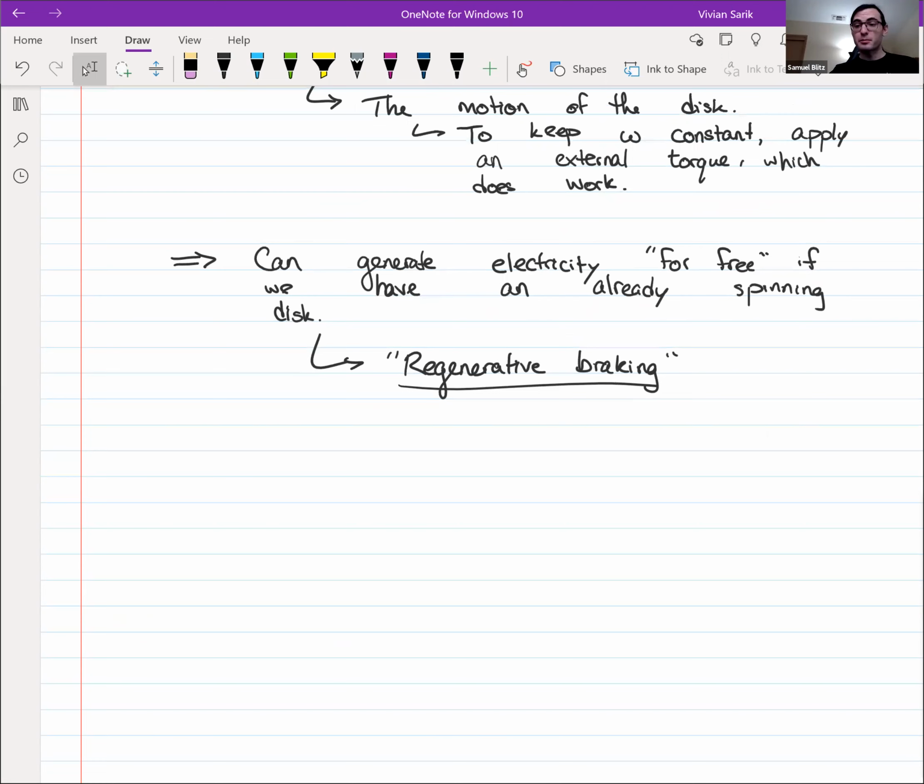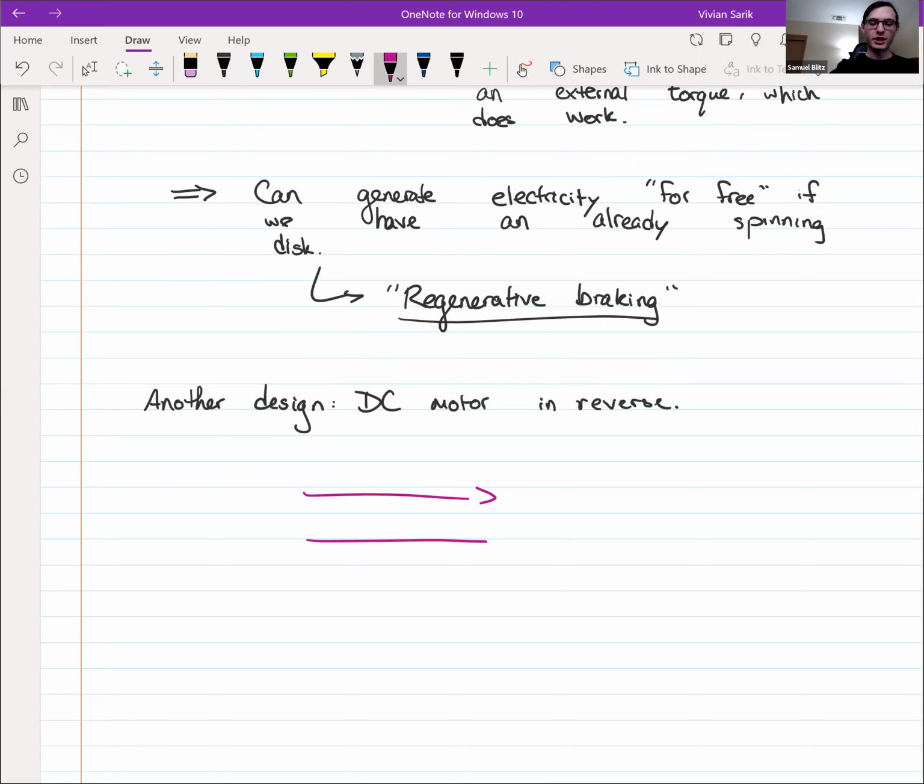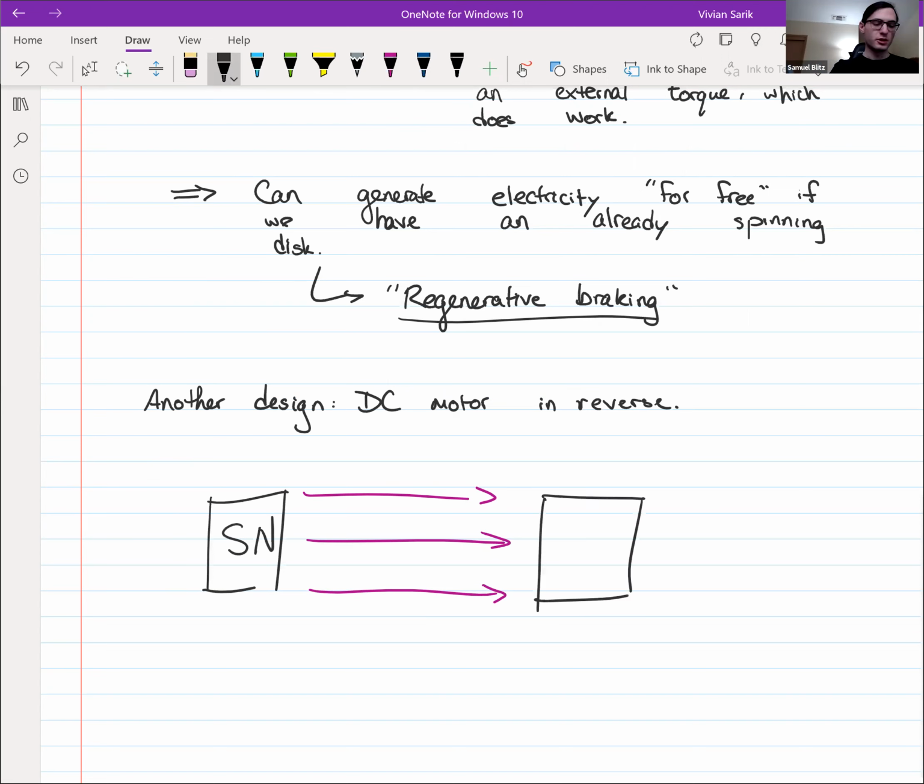So another design that we could use to convert external work into electrical energy is just the DC motor in reverse. So here, and this is very, very hard to draw, so I will do my best, and I'm sorry. We have our magnetic field, a constant magnetic field. Maybe it's because you have two magnets. You have a north pole and a south pole over here, a south pole and a north pole over here. I'm going to do my best to draw this, but it's challenging.